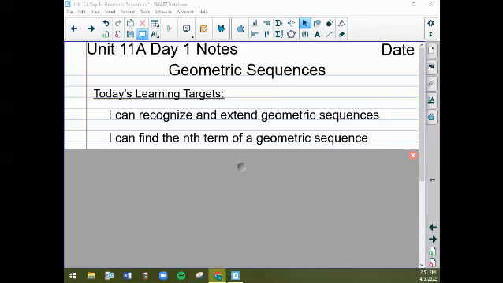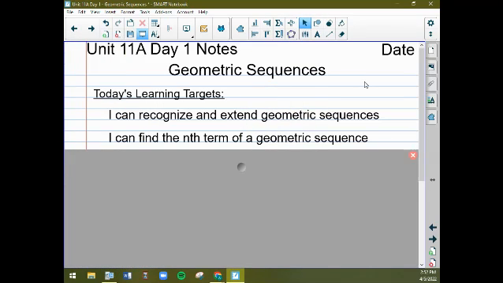All right, so today we are in Unit 11, Day 1, and we are talking about geometric sequences. The first learning target is I can recognize and extend geometric sequences, and the second is I can find the nth term of a geometric sequence. Okay, let me just pull my calculator up.